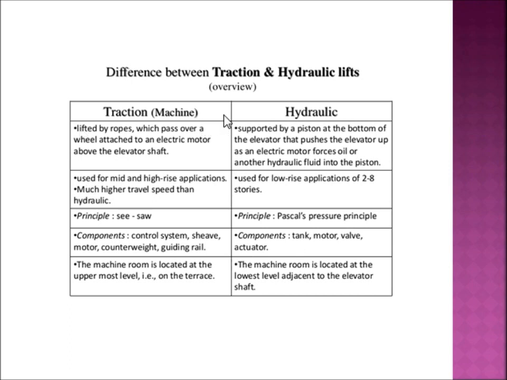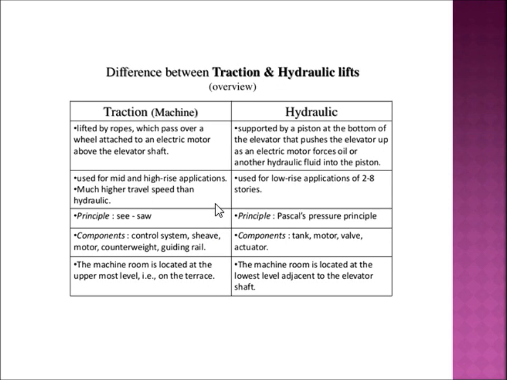Okay, so traction is lift by ropes which pass over a wheel attached to an electric motor above the elevator shaft. Okay, maksudnya ada gear dan juga ada tali. Okay, ataupun kita panggil dia kabel lah. Okay, and used for mid and high-rise applications, much higher travel speed than hydraulic. So the principle is seesaw.